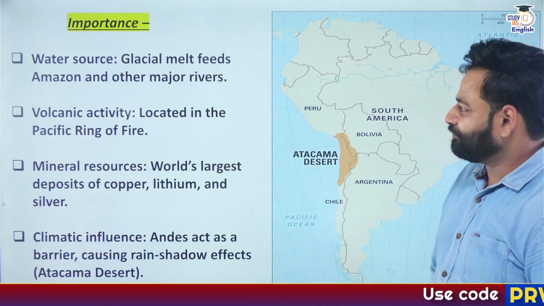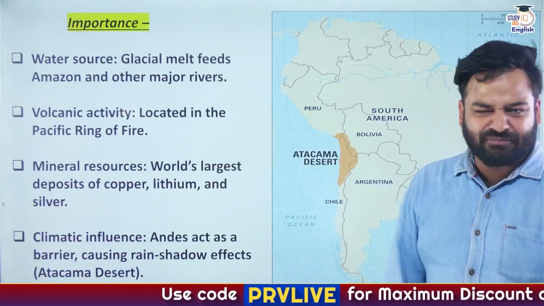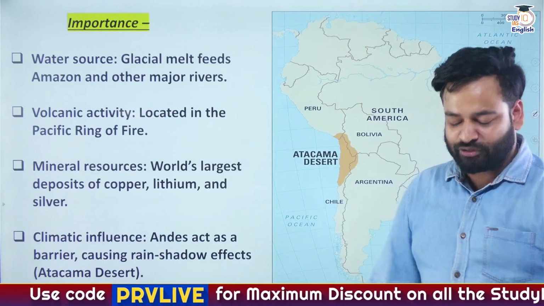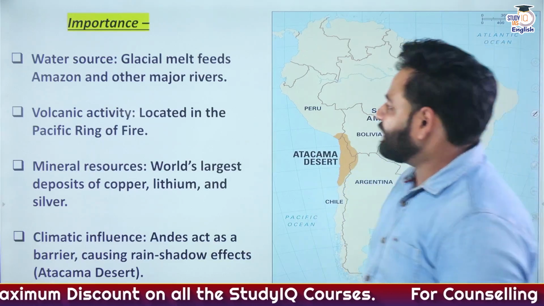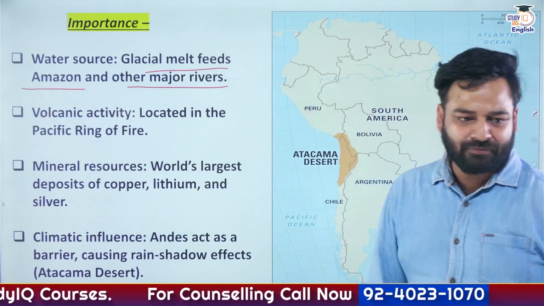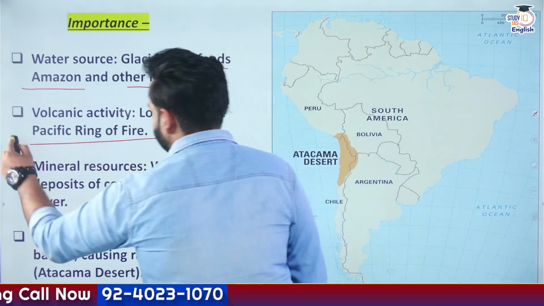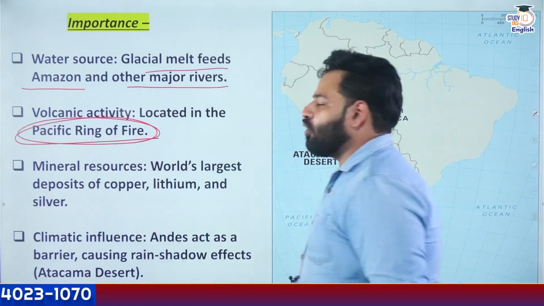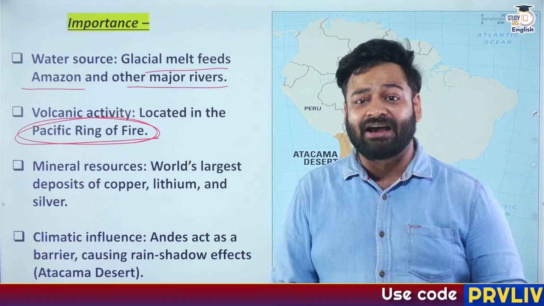Now, the importance of these particular areas. When we say the water source, this whole location of the mountains is a water source. Glacial melt feeds the Amazon and other major rivers. Volcanic activity, if you say, falls into the Pacific Ring of Fire. So it will be homework for you guys. Where do you find the Pacific Ring of Fire exactly?